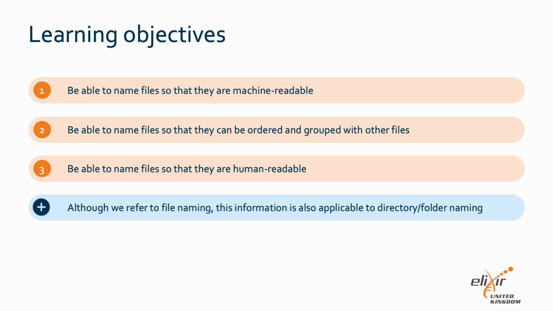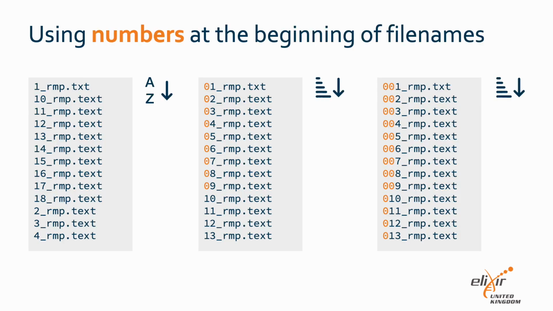directories and folders. Using numbers at the beginning of file names can help you view and sort files in a directory, though you may have encountered the problem where files are not displayed in a numerical order. This is because computers generally list files alphabetically. In the first column here, we see this problem where the ones are listed before the two.